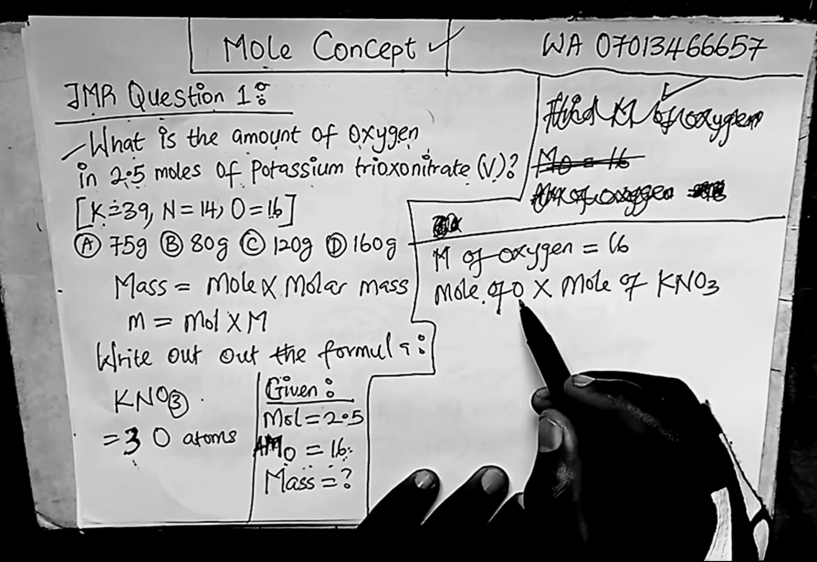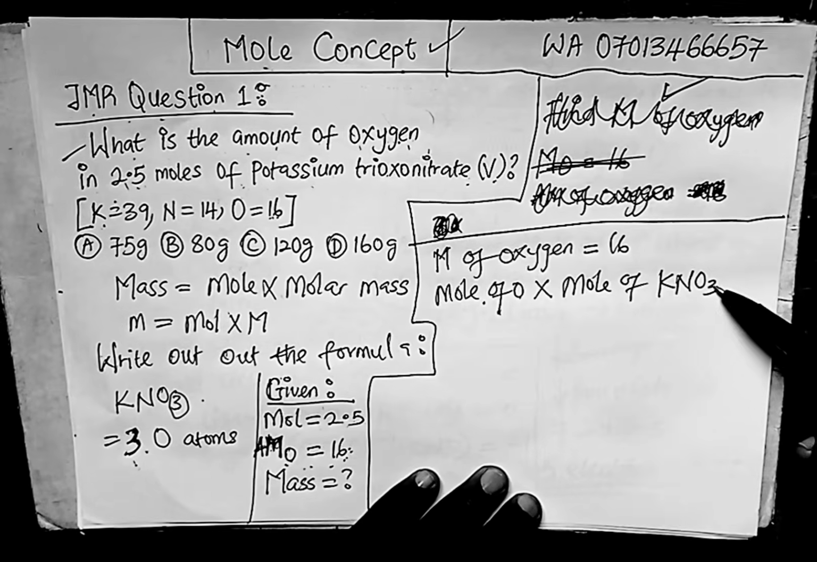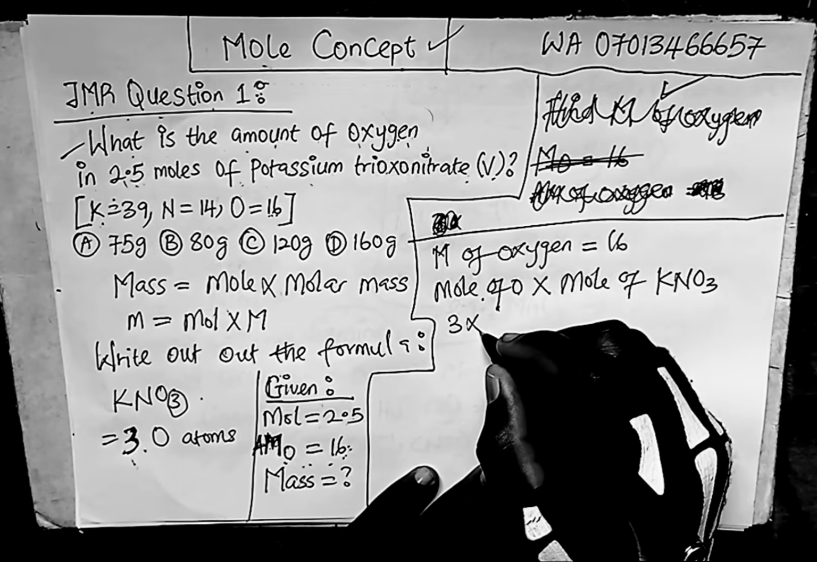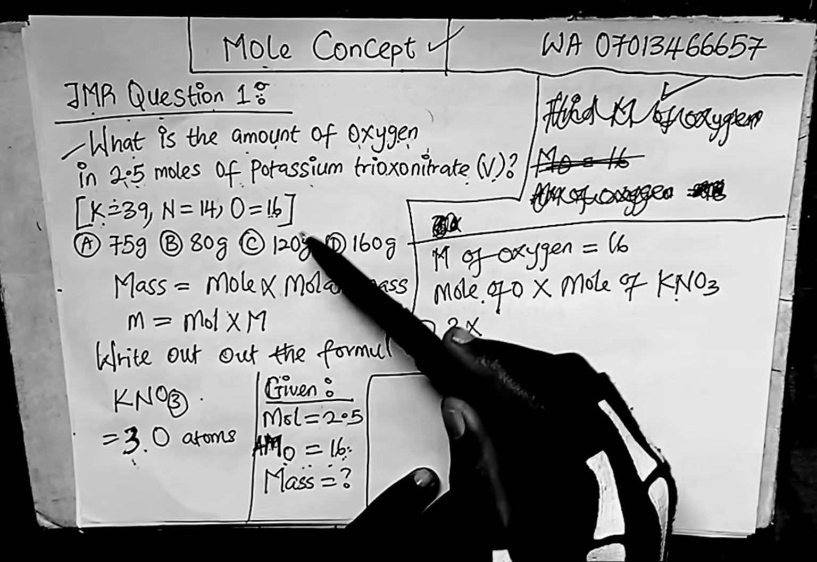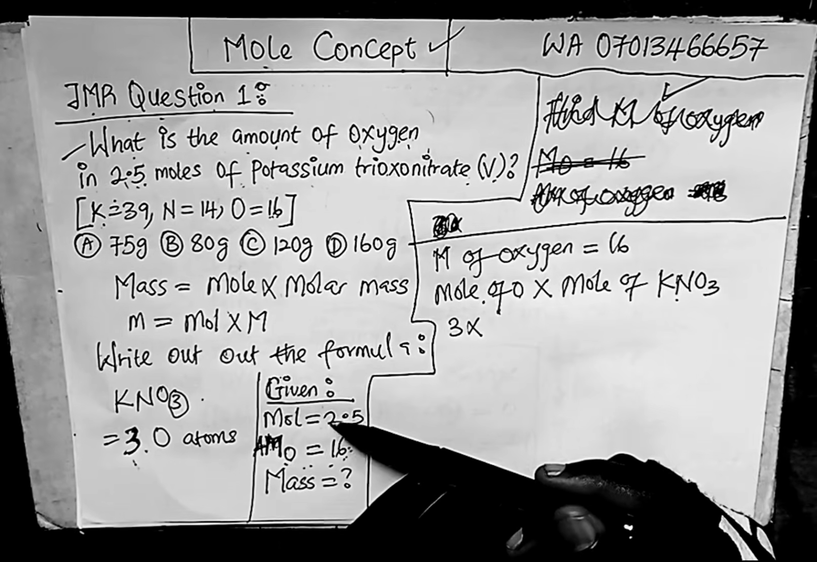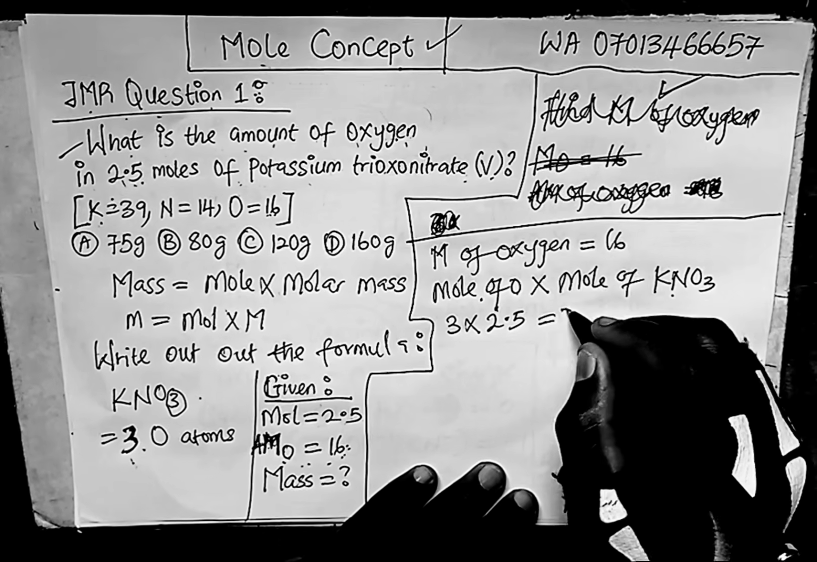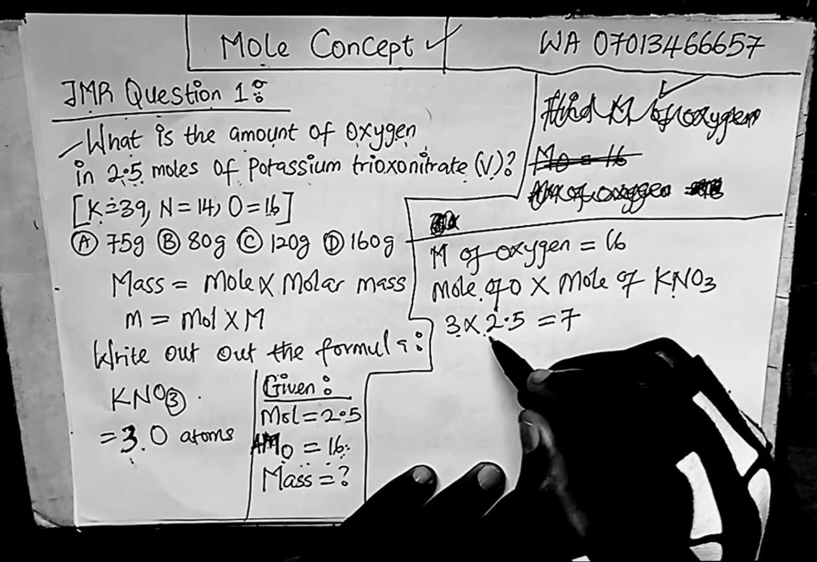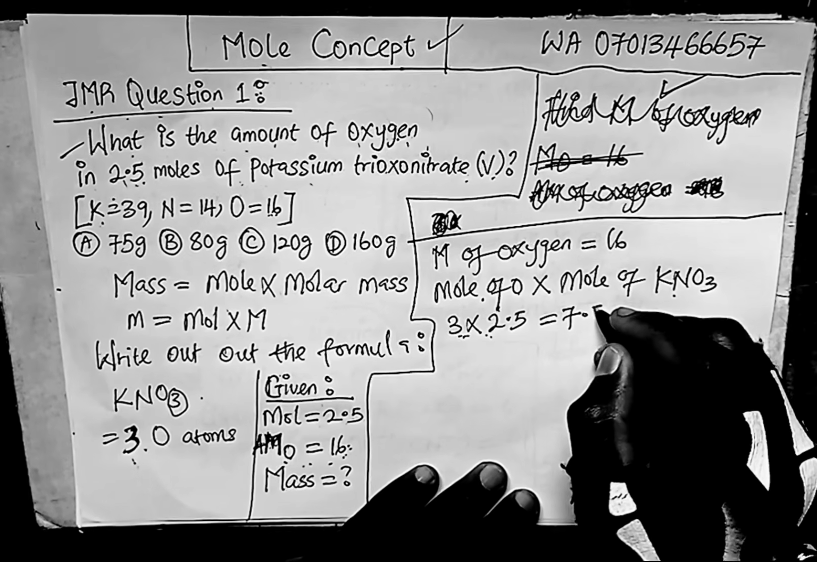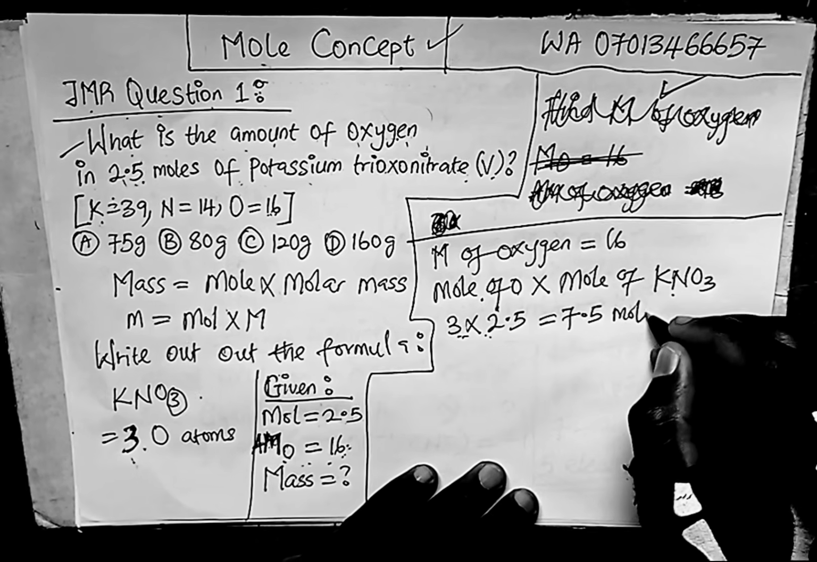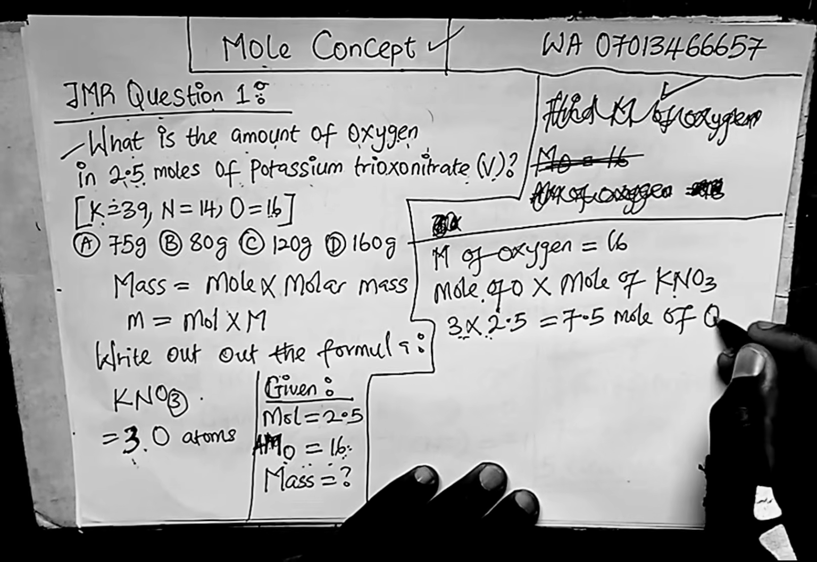So the mole of oxygen is 3. We have 3 atoms of oxygen. So 3 times what? The mole of potassium trioxonitrate(V). Where is the mole? 2.5 moles. Look at it here, 2.5 moles. 3 times 2.5 is 7.5 moles of oxygen atoms.